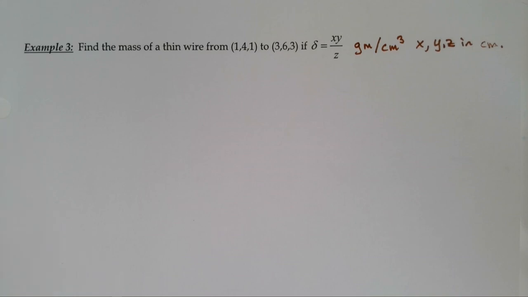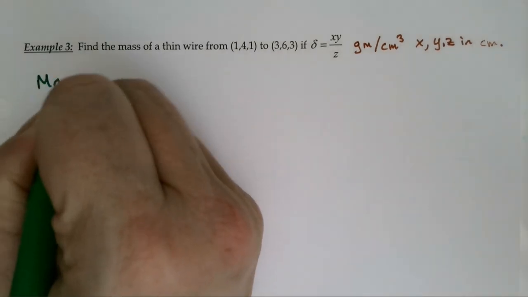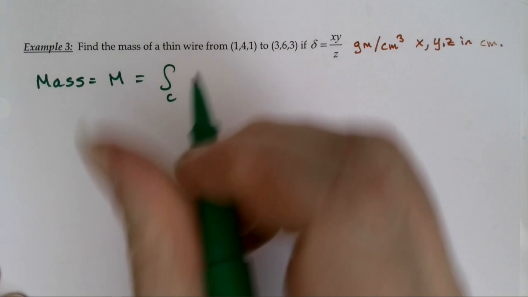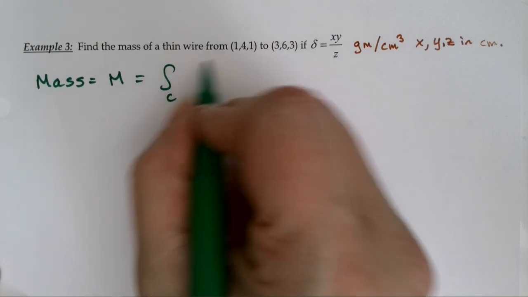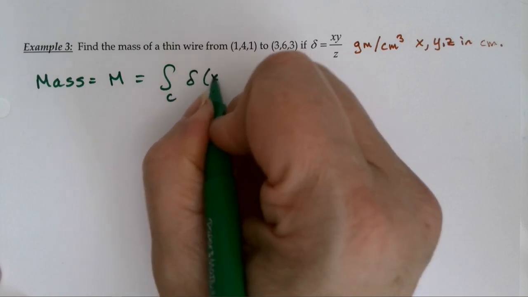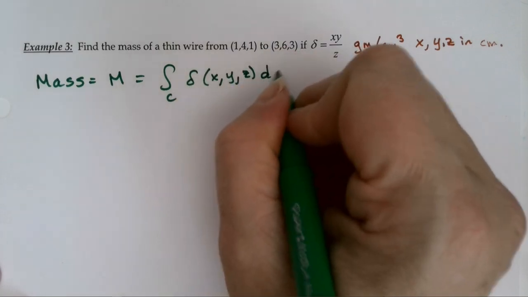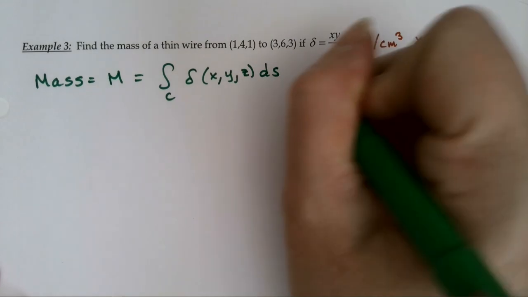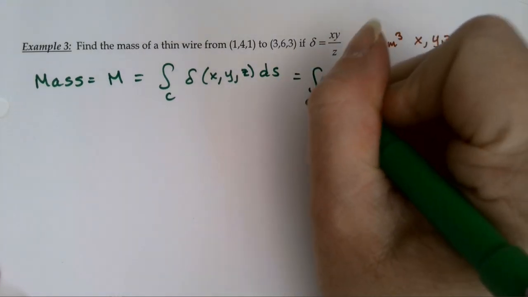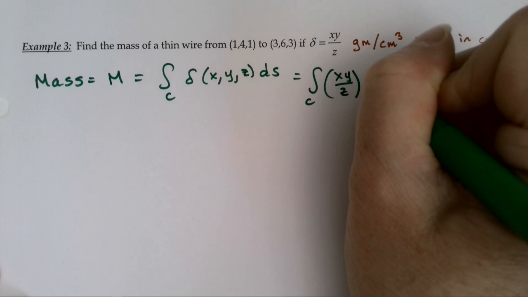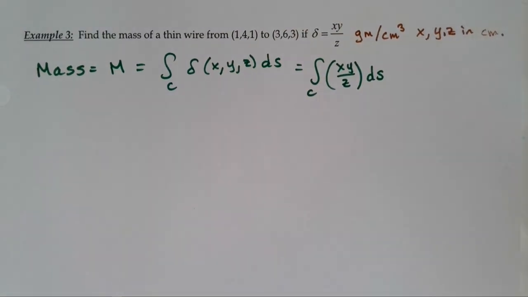Okay, so let's look at that mass function, shall we? All right, mass is the integral over this curve, right, this line segment, of our delta function, ds. All right, so that will be equal to the integral over the curve of x, y over z ds. All right, so mass, we've learned a long time ago, is the integral of density.